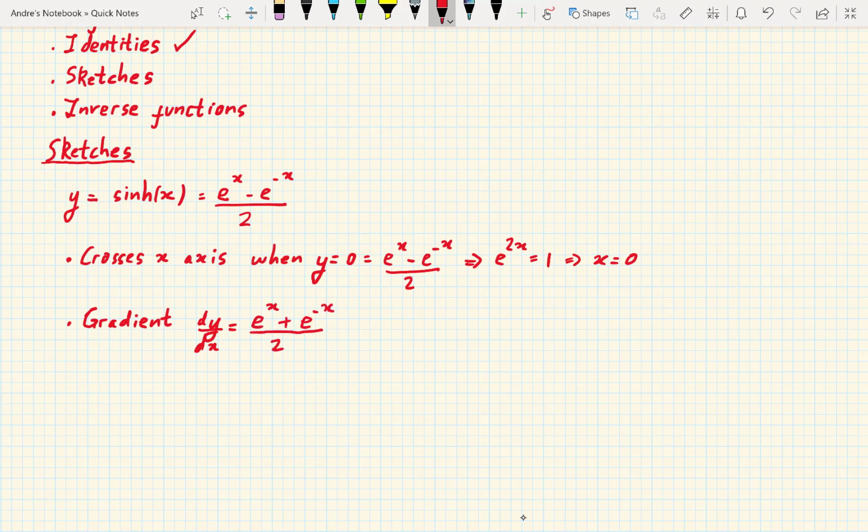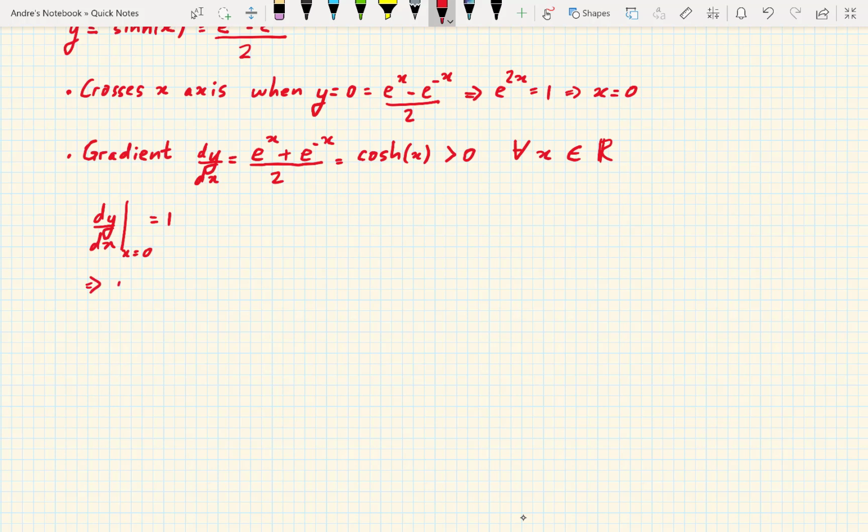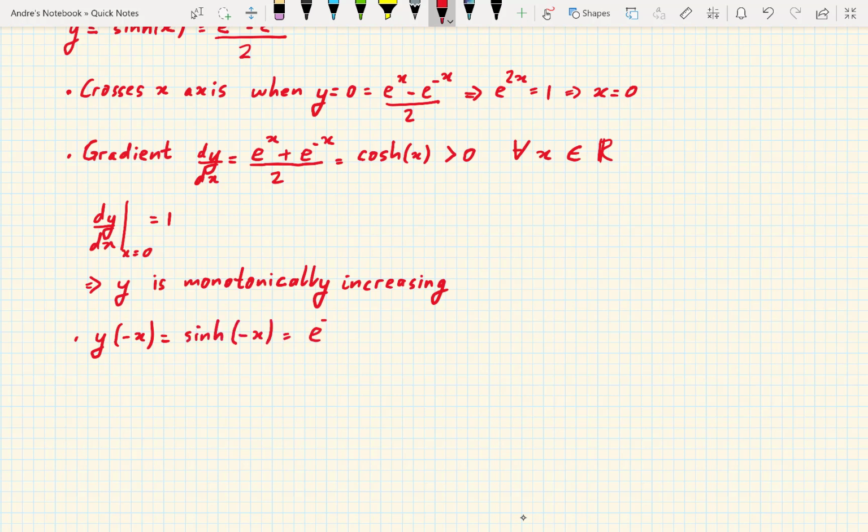Differentiating gives dy/dx equals (e to the x plus e to the minus x) on 2, which is equal to cosh x. Note that the gradient is equal to 1 at x equals 0, and the gradient is positive everywhere. The function is monotonically increasing. Next, observe that sinh of minus x is equal to (e to the minus x minus e to the x) on 2, which is equal to minus sinh x. In other words, sinh x is an odd function.